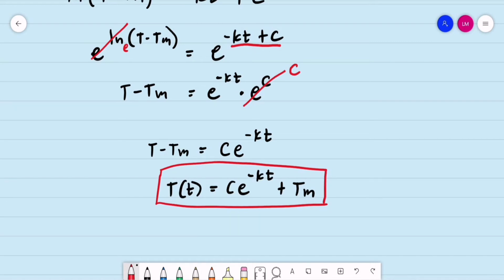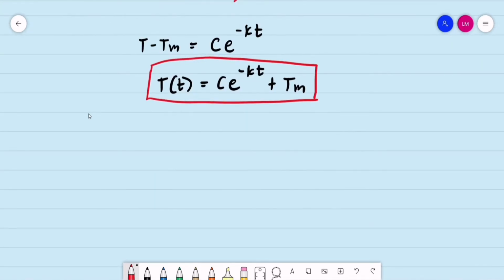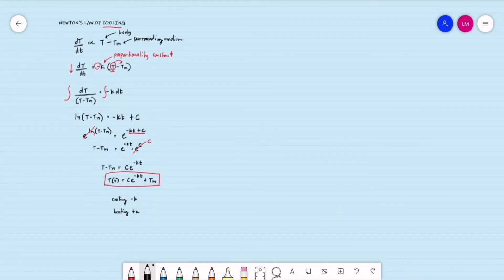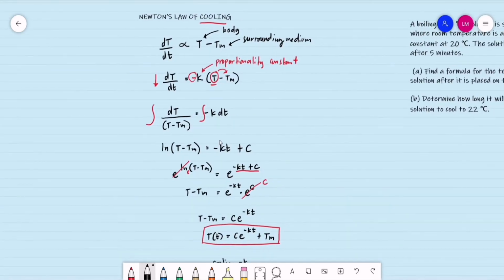So let's have an example. By the way, for the case that the process will be, let's say, cooling, if there will be a cooling, we are to use negative k. If we have an increase in temperature or heating, we are to use positive k. So let's have an example.